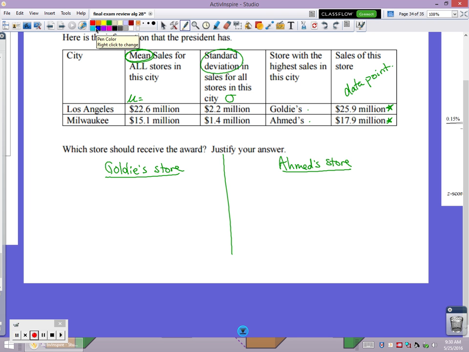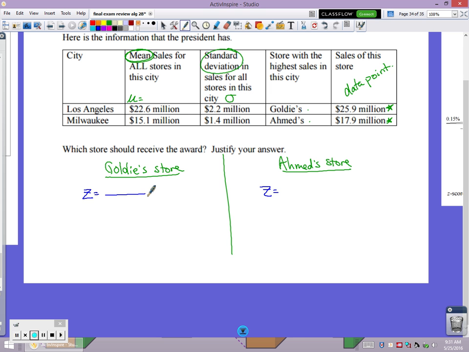I think the first thing to do is to find the z-score for each so that we can compare and see where each is on a standard normal curve. If we make a standard, then we can compare them. It's hard to compare if we just ask who did better. Well, obviously Goldie, because she brought in 25.9 million and Ahmed only brought in 17.9 million. But if you look at their means, they're both above the mean. So we want to be able to compare it better, so we need to normalize it.